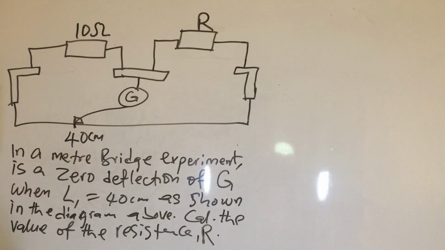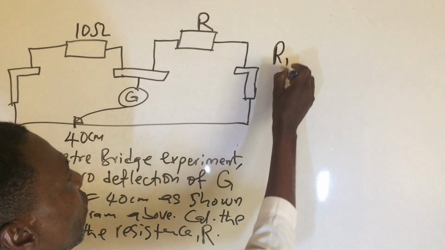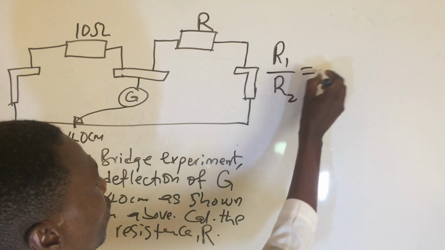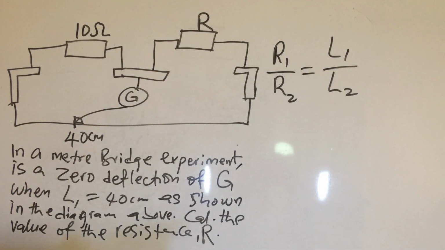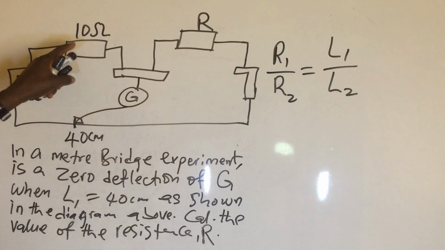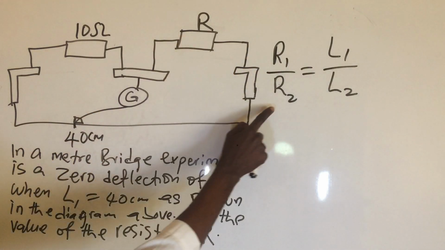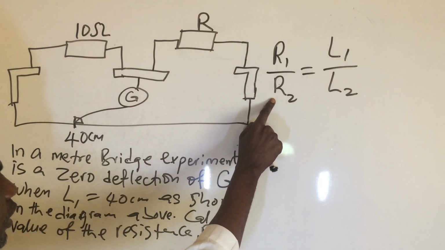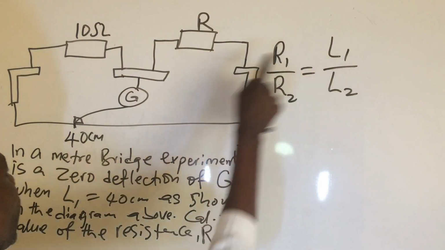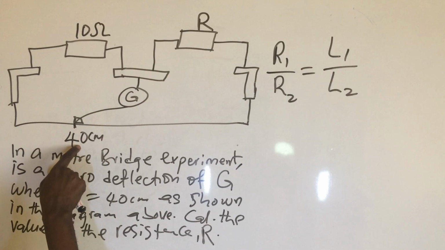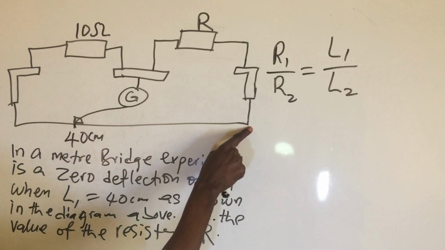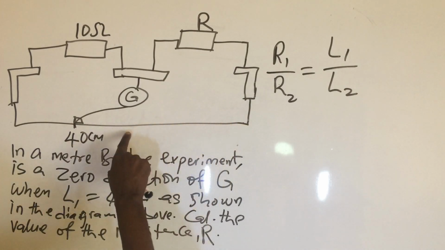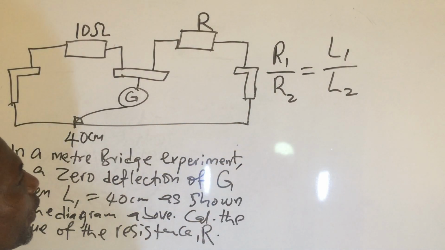The formula is R1 over R2 equals L1 over L2. Our R1 is resistor 1, and our resistor 2 is this, which we will measure in this experiment. Then our L1 is the 40 we have gotten here. Then we subtract the 40 from the total length, which is 100. We now have 60, and that remaining 60 will be our L2.